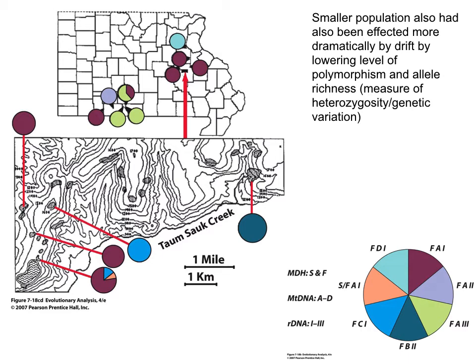And if you look in the bottom right-hand corner, you see MDH, that's the protein, small protein versus fast protein. So there are 2 different kinds of proteins, one that ran fast across the gel and one that ran slowly. So you could score them for one of those 2. For the mitochondrial DNA, there are a bunch of different haplotypes, A through D. And then he also scored ribosomal DNA, and we had 3 different types of ribosomal DNA markers.